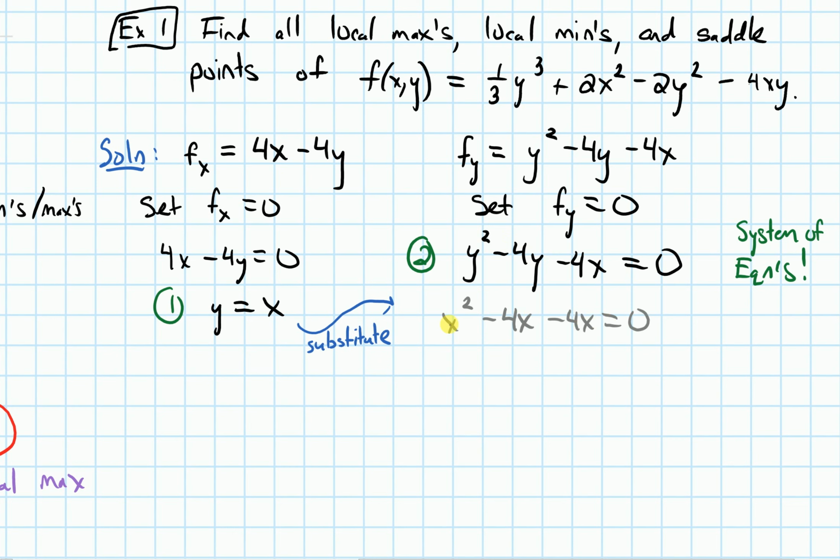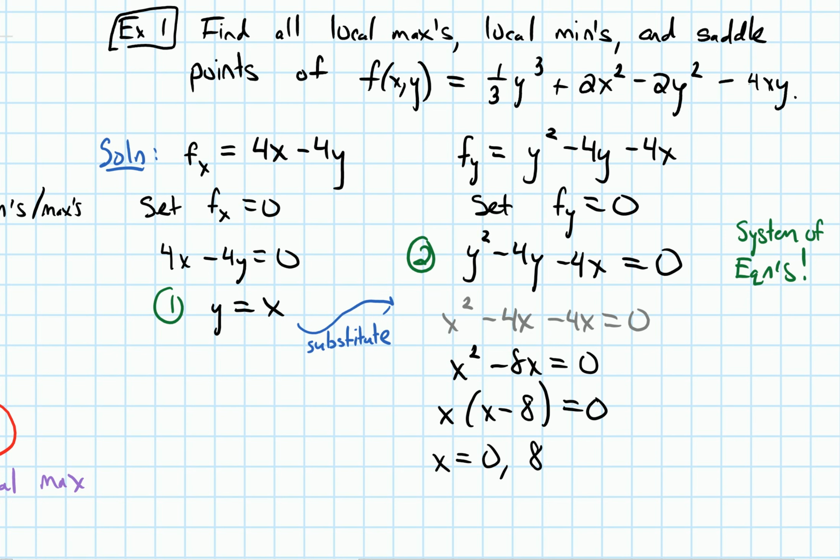So now I have an equation in terms of one variable. This is going to be easier to solve. So we get x squared minus 8x equals 0. And factoring an x out, we'll get x times x minus 8 equals 0. And now I can write down my answers for what x is. X is either 0 or it's 8.